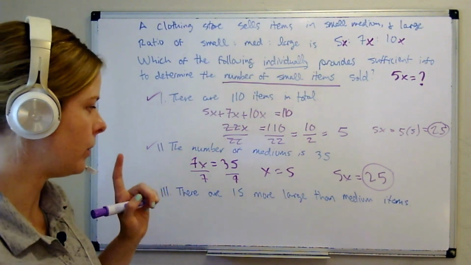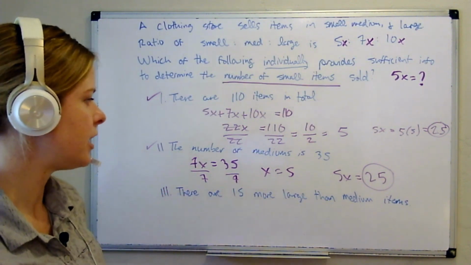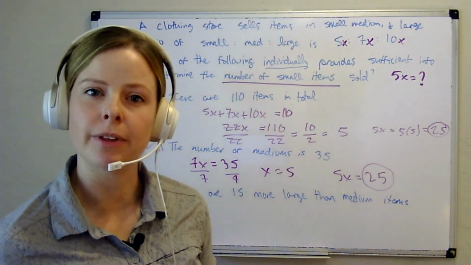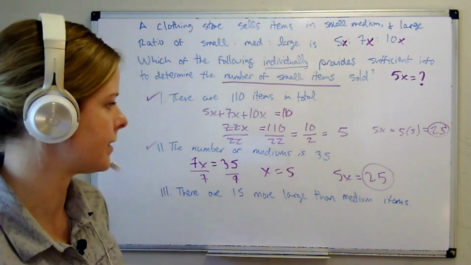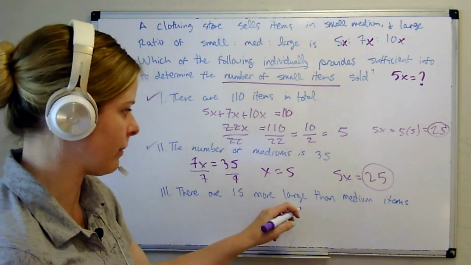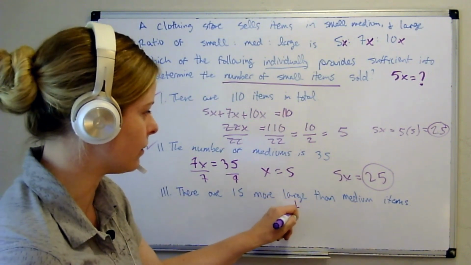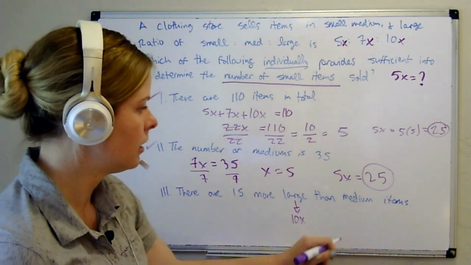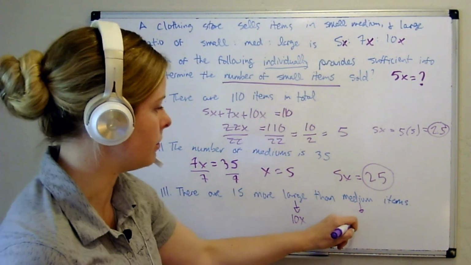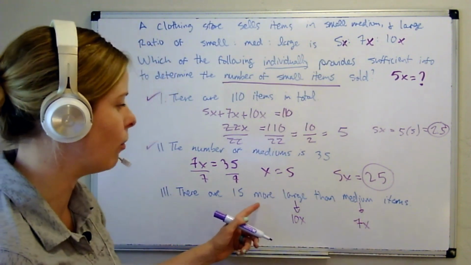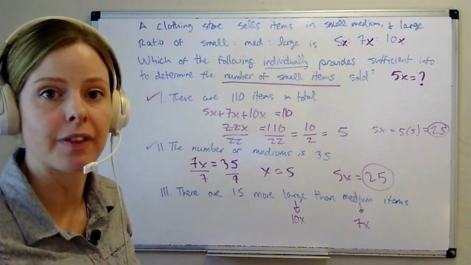And finally, we have this last one. There are 15 more large than medium items. I think that the language here is slightly trickier than on the first two, so let's talk about it step by step. We know that we're talking about medium items. We know that we're talking about large items. Let's go ahead and represent those just like they're represented up here. So my number of large is 10x. My number of medium is going to be 7x. And then I've got this 15, right? 15 more. So I'm adding 15 to something here.